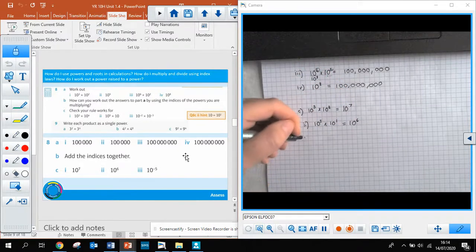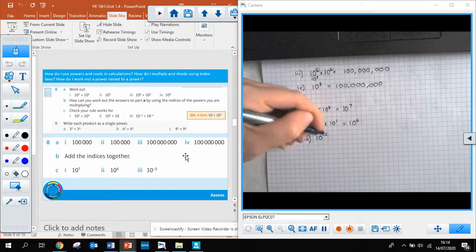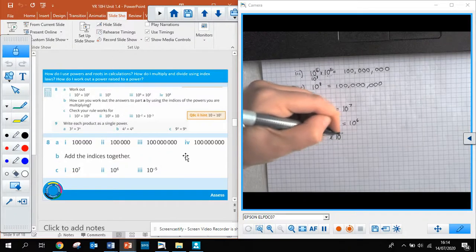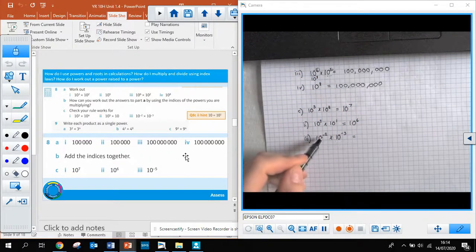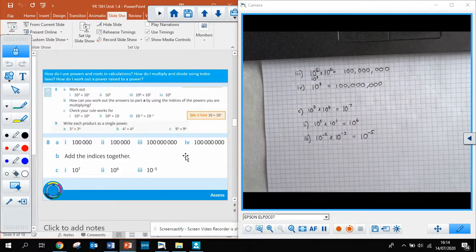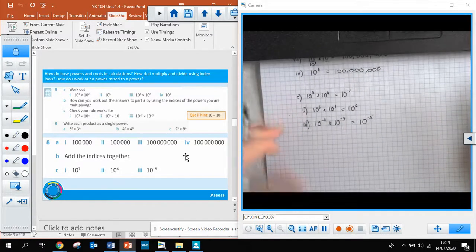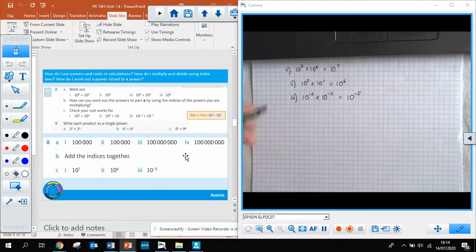And then part 3, 10 to the power of negative 2 multiplied by 10 to the power of negative 3. Same integer, so we can just add our indices. Minus 2 plus minus 3 is negative 5. Okay, so 10 to the power of negative 5 should be your answer there. That helps you with question 9, where it said, write each product as a single power.